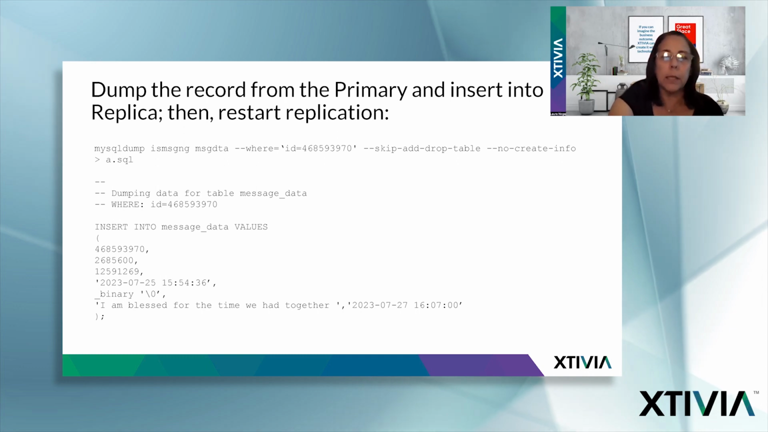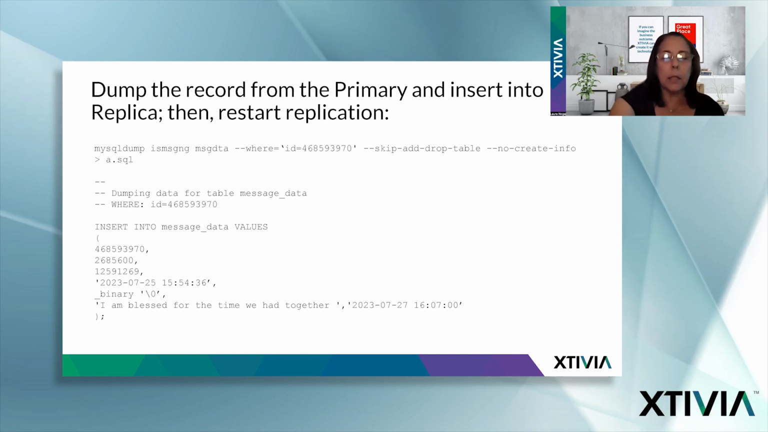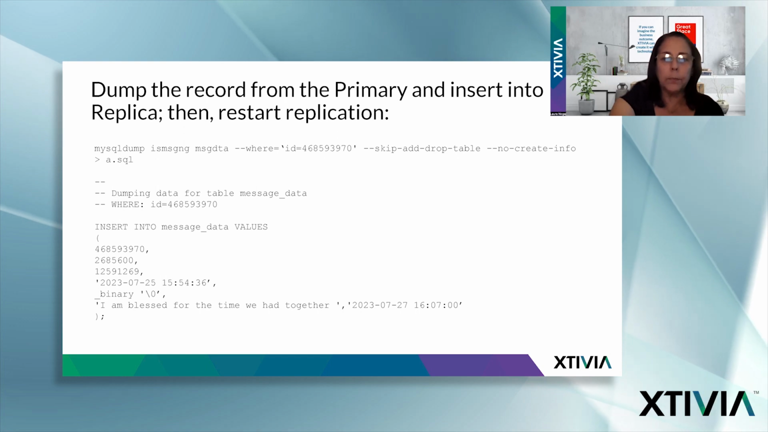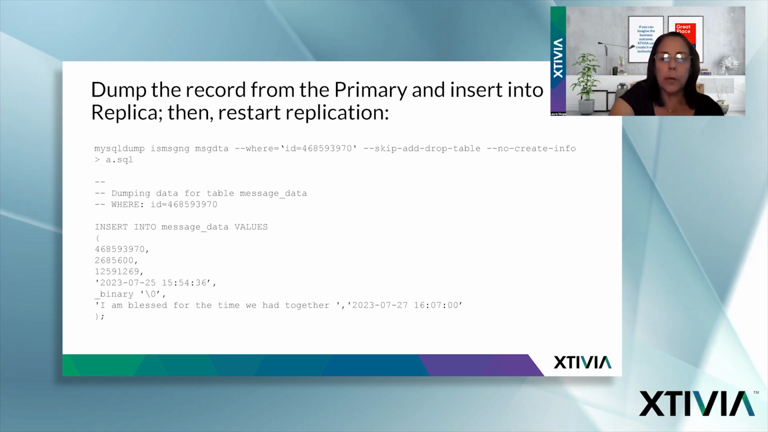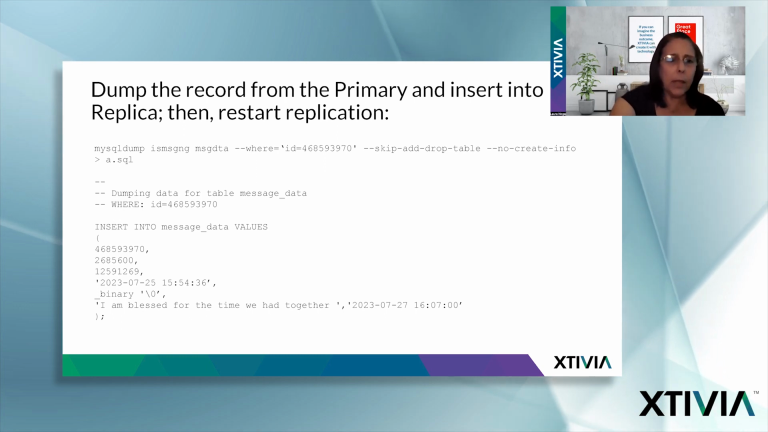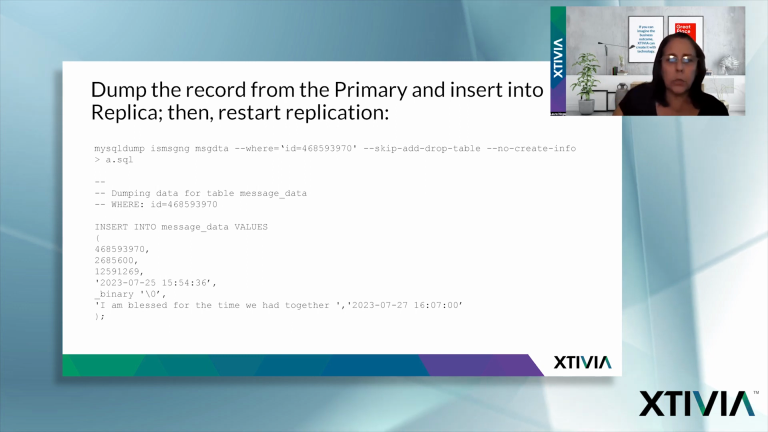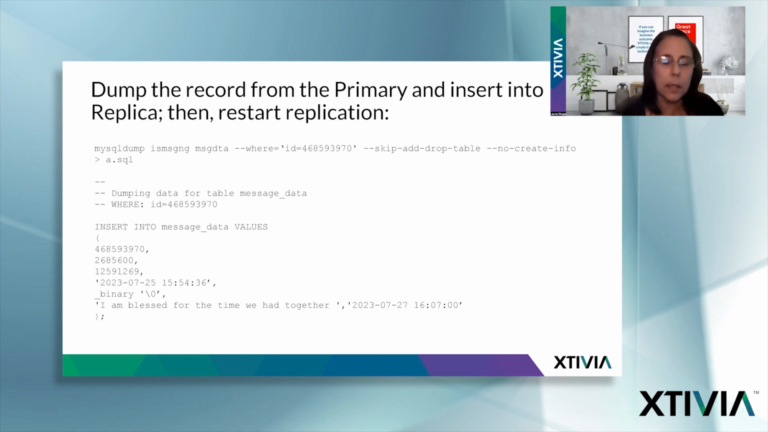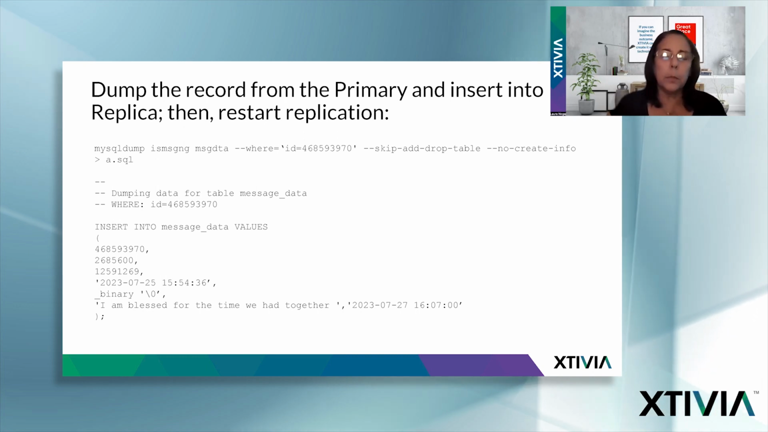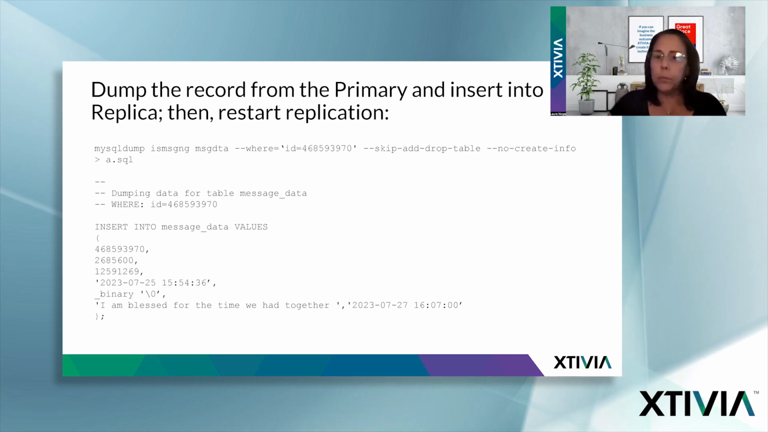I go ahead and use the mysqldump command, and I pass it the database name, the table name, and the where clause option, and some other options. I create a file called a.sql. And I grab that insert command and insert it into the slave, and then I simply perform a start replica, and boom, replication commenced.